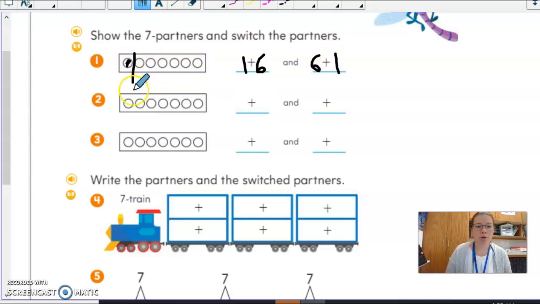Now we split it up by 1. Let's move it over 1 more. Split it up by 2. How many dots are colored in? Yep, 2. And 2 partners with 1, 2, 3, 4, 5. And if we switch those partners, instead of 2 plus 5, it would be 5 plus 2.